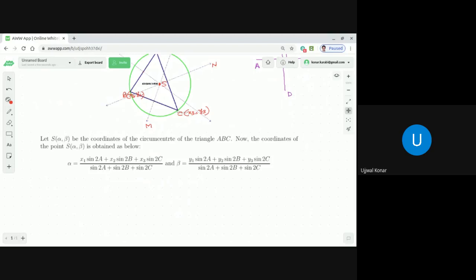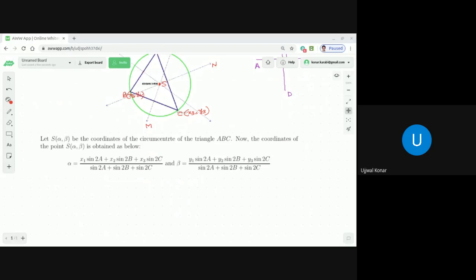Then the y coordinate you can eventually find out, just by replacing x1, x2, x3 by y1, y2, y3. So what is beta we are going to get? Beta is equal to y1 sine 2A plus y2 sine 2B plus y3 sine 2C divided by sine 2A plus sine 2B plus sine 2C. This is the coordinate of the circumcenter, dear students. I hope you understood it clearly.